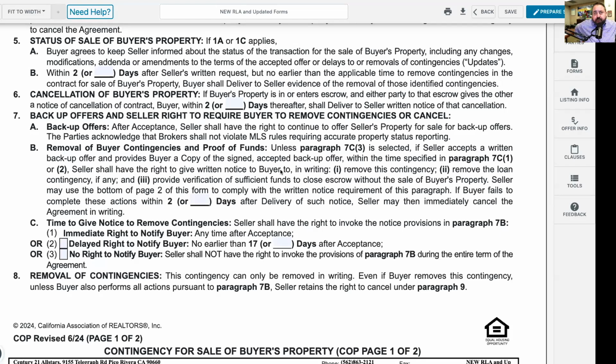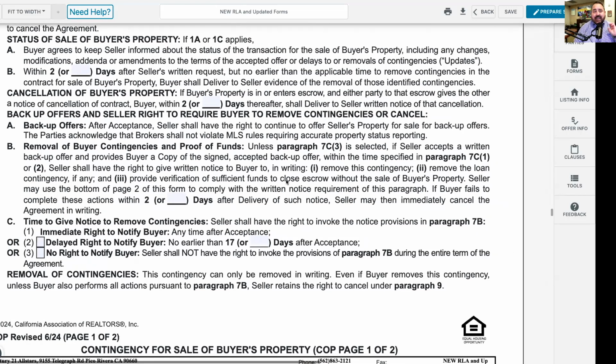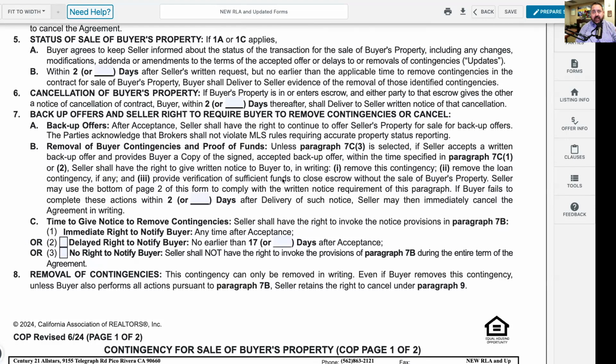Okay. So I get this offer accepted. Right? I'm the listing agent. I accept your offer on the COP. I am going to continue to leave it on the MLS as active under contract because of removal of buyer contingency and proof of funds, unless paragraph 7C3 is checked, and we'll just talk about that in a second.